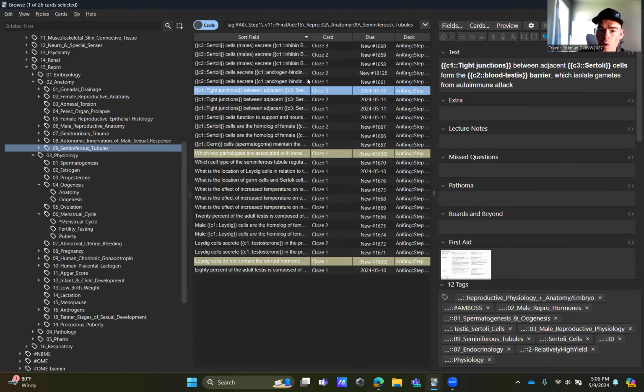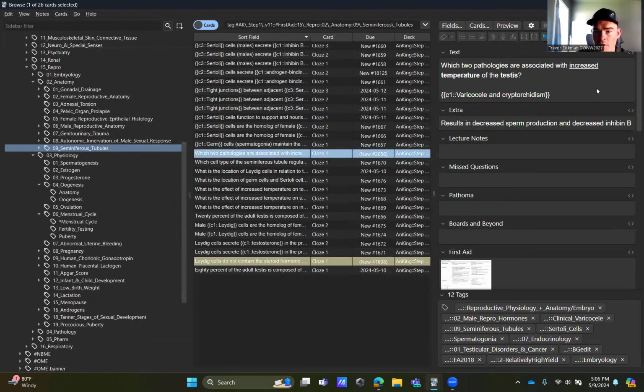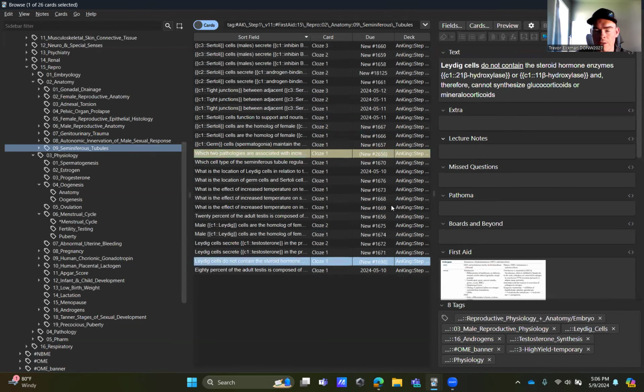And you should be able to pick up all of these cards now, except for two. This one, which two pathologies are associated with increased temperature of the testes? There's a card that we have activated for varicocele, but we don't need to know cryptorchidism, that word. So we don't need that one. And then the second from the bottom, we don't need this. So we can minimize anatomy.